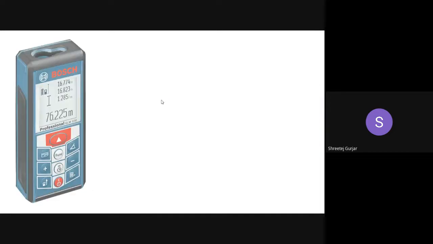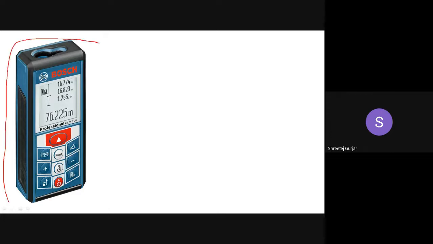Coming to one more instrument. What is this instrument? It is not a mobile phone. Okay, what is this instrument? Have you seen people using this instrument anywhere?